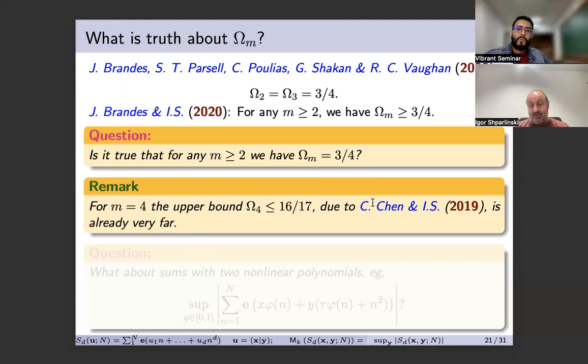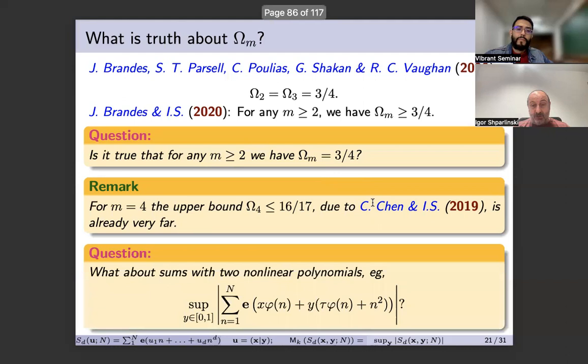And it's also very interesting to see what happens if you take two nonlinear polynomials. For example, we have no information about these sums. It looks exactly the same as my sum for which omega m was defined, except I replace n with n squared, added a nonlinear term. Everything breaks down. We have no idea what we can say about these sums. It's possible we can get some non-trivial upper bounds, but certainly we don't know any lower bound. So we can't rule out that omega m defined for this family of polynomials would be 1/2. We don't believe it, but we can't disprove it.